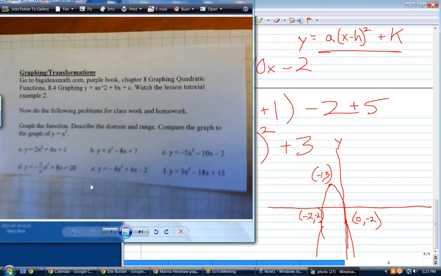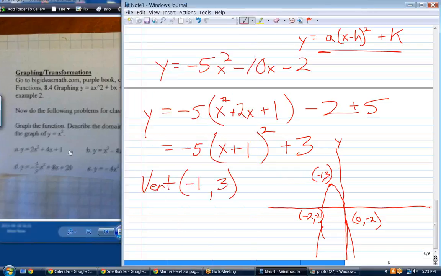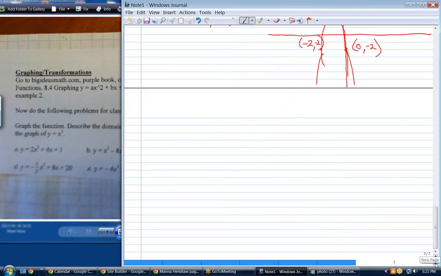Let's do a more complicated looking one. I was going to say let's do the most complicated looking one that's left, and I think it probably is D. So we've got y equals, is that -1/2 x squared, plus 8x, plus 20?